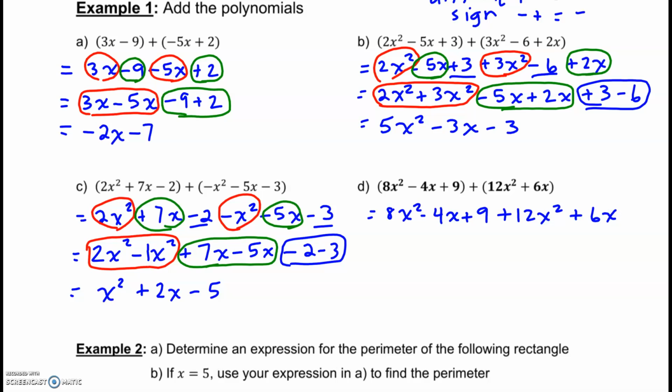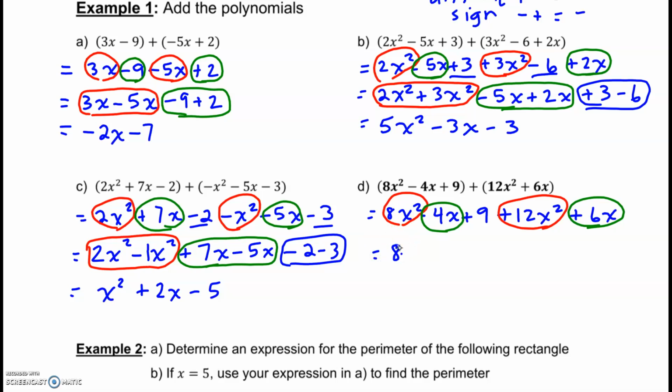Okay, now we organize. Now remember, these circles are optional. You don't get marks for doing the circles. But if it helps you get the right answer, I would keep doing them. Have those colors or those highlighters handy. All right, let's go ahead now.